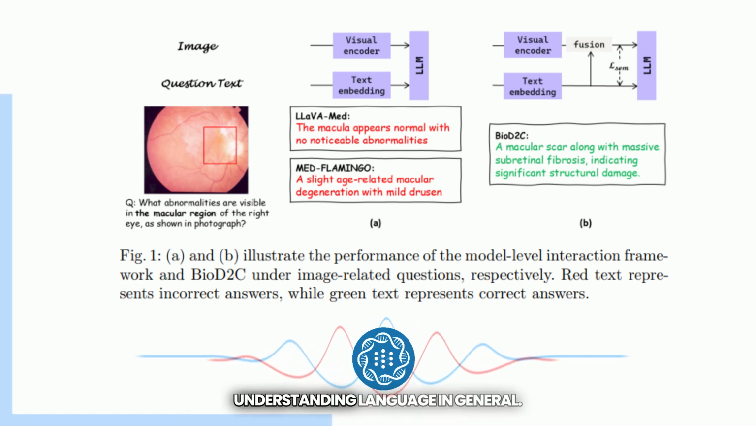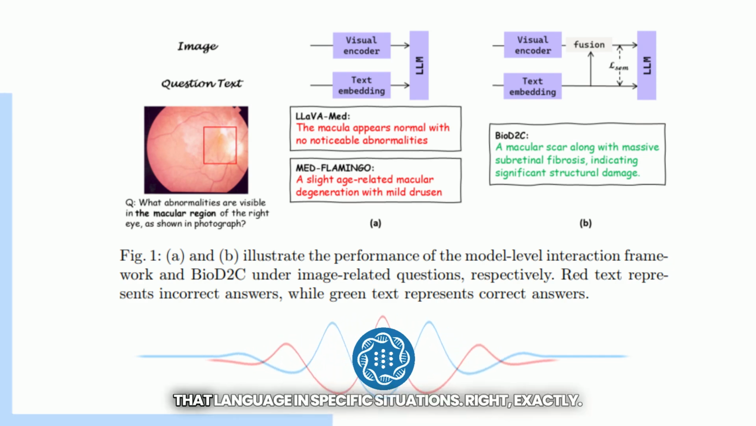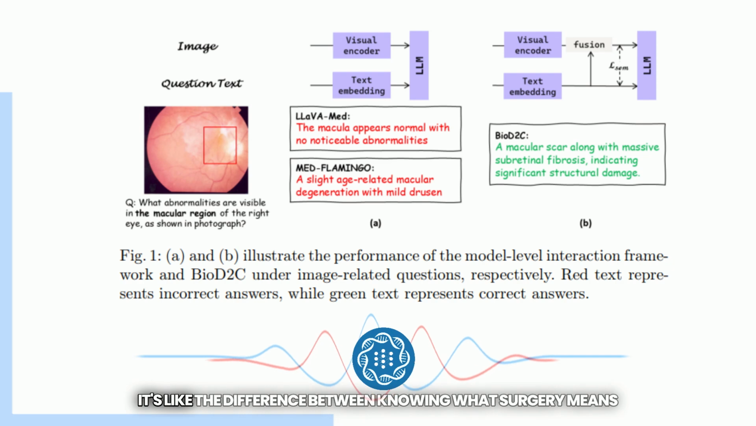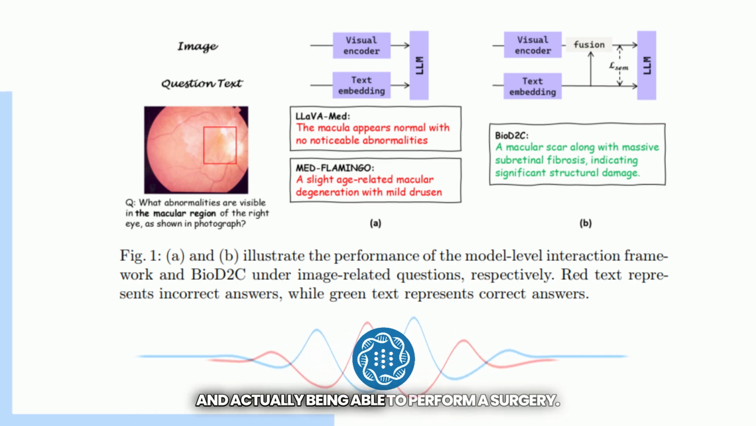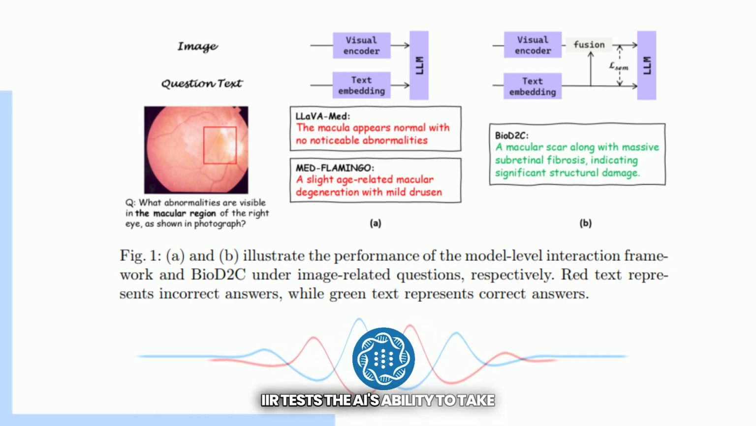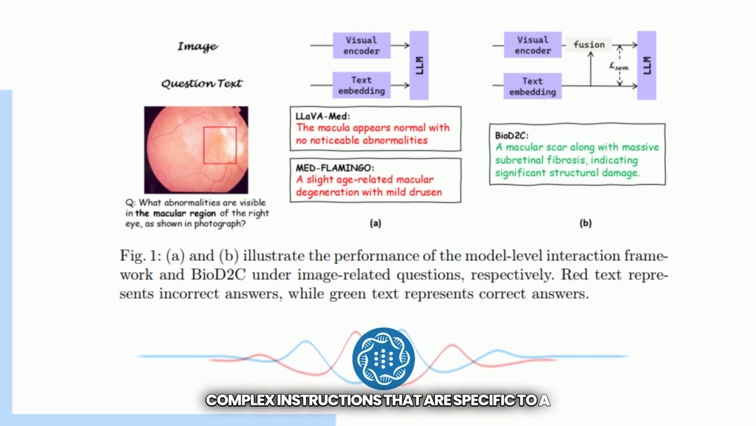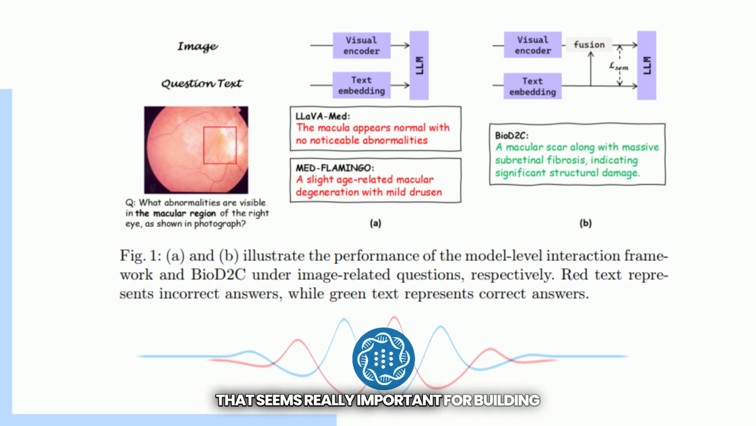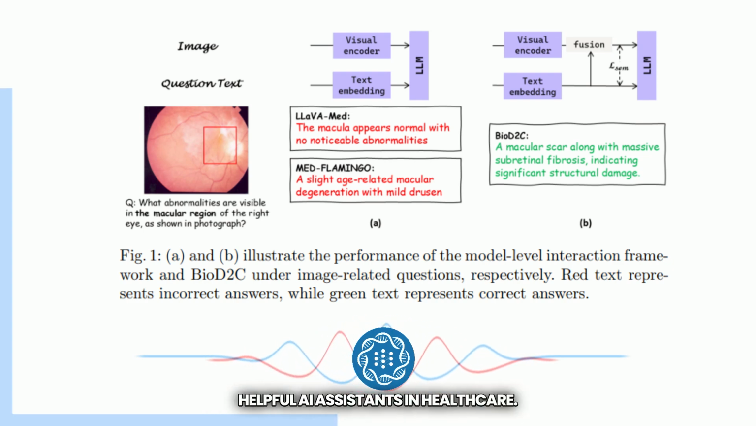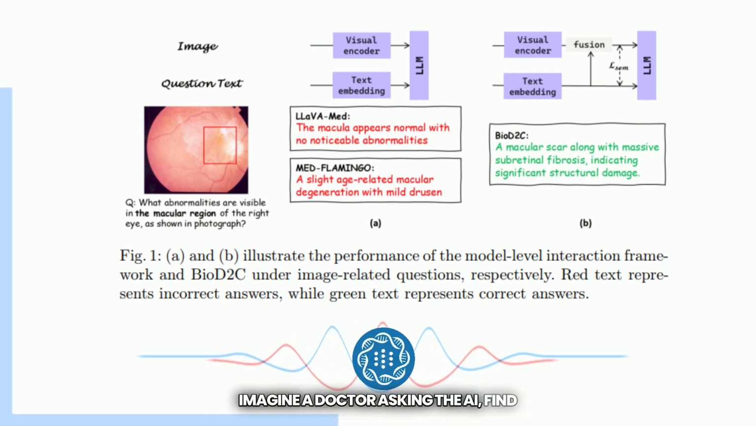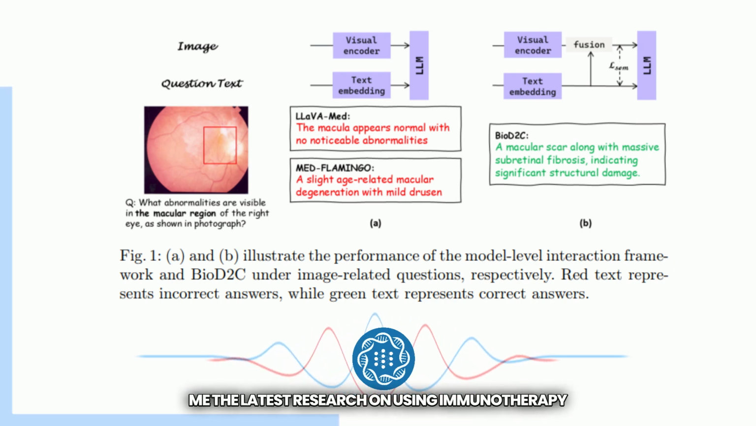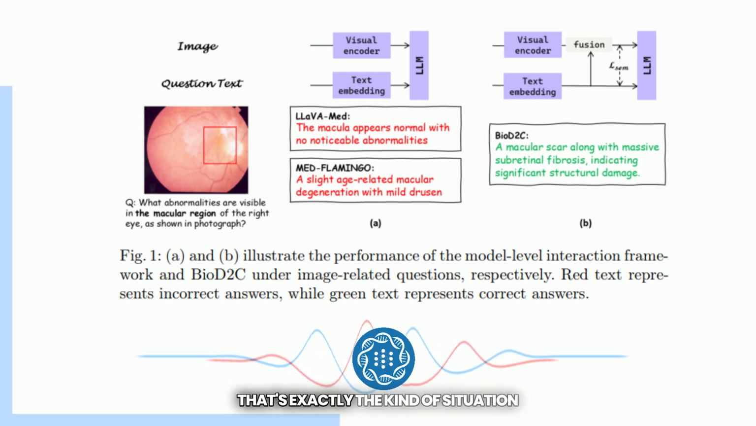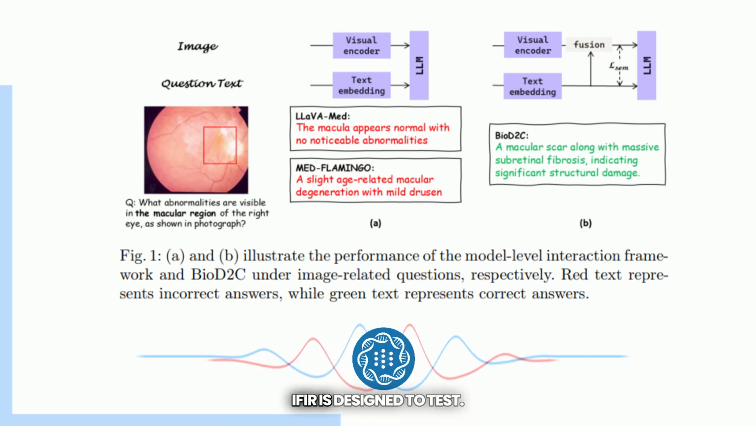So it's not just about understanding language in general, it's about understanding how to use that language in specific situations, right? Exactly. It's like the difference between knowing what surgery means and actually being able to perform a surgery. IFIR tests the AI's ability to take complex instructions that are specific to a field and turn them into actions. That seems really important for building helpful AI assistants in healthcare. Imagine a doctor asking the AI, find me the latest research on using immunotherapy for this specific type of lung cancer. That's exactly the kind of situation IFIR is designed to test.